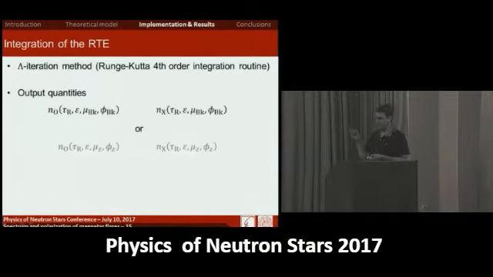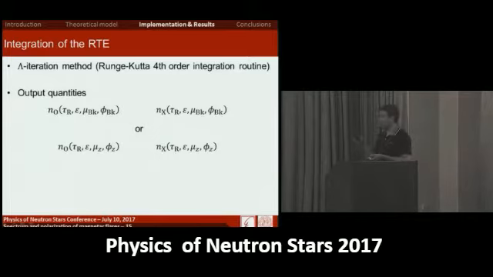We solved the radiative transfer equations using a simple lambda iteration method, and the output quantities of the code are the photon number intensities as functions of the optical depth, the photon energy, and the polar angles that the photon propagation direction k makes with either the stellar magnetic field B or the patch normal Z.